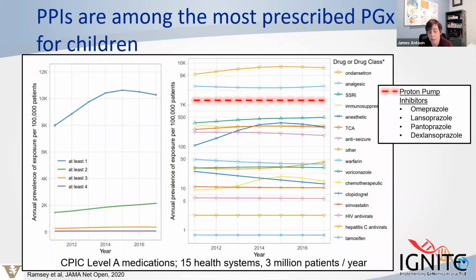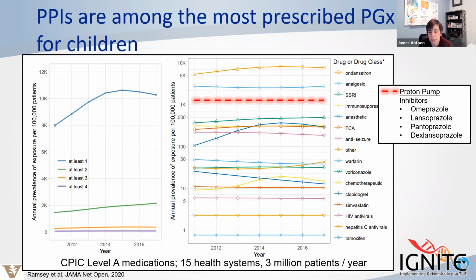One of the reasons why we don't do as much pharmacogenetic testing in pediatrics is because we use a different set of drugs. So these are the CPIC level A drugs, or drugs that have really good pharmacogenetic associations with them. These are the drugs, or the exposures in pediatric patients at 15 different health systems. So these data were curated through the IGNITE network, and they represent about 3 million patients per year.